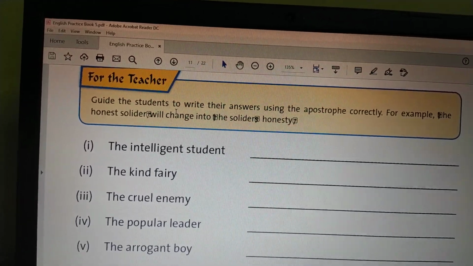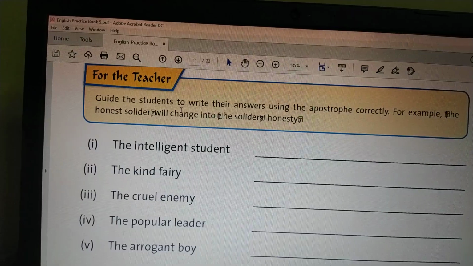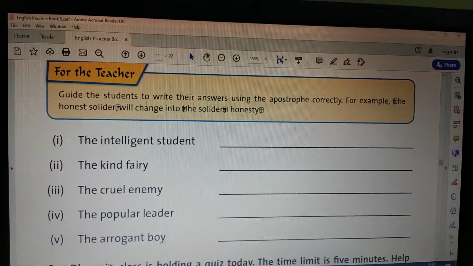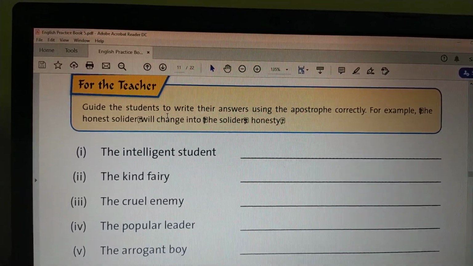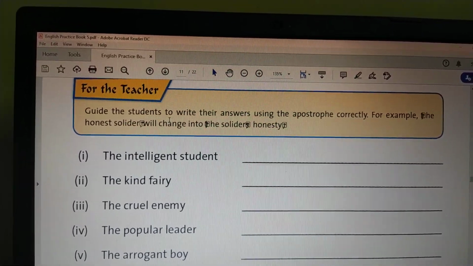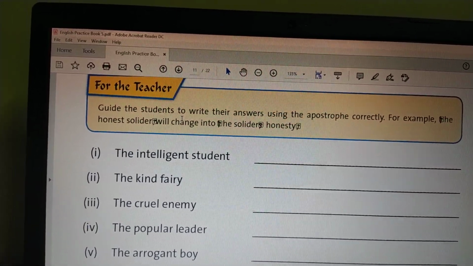Here, this note is actually for the teacher, but I'll read it for you all. Guide the students to write their answers using the apostrophe correctly. Now, do you understand why I introduced the apostrophe, right? For example, the honest soldier will change into the soldier's honesty.